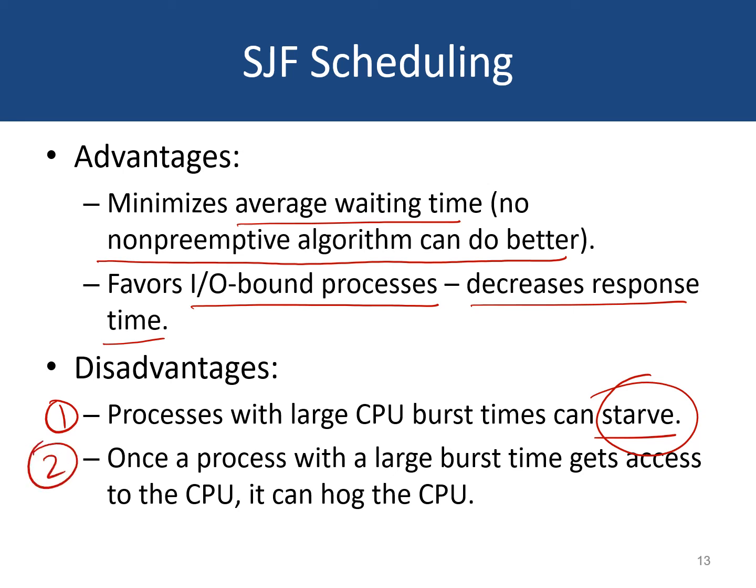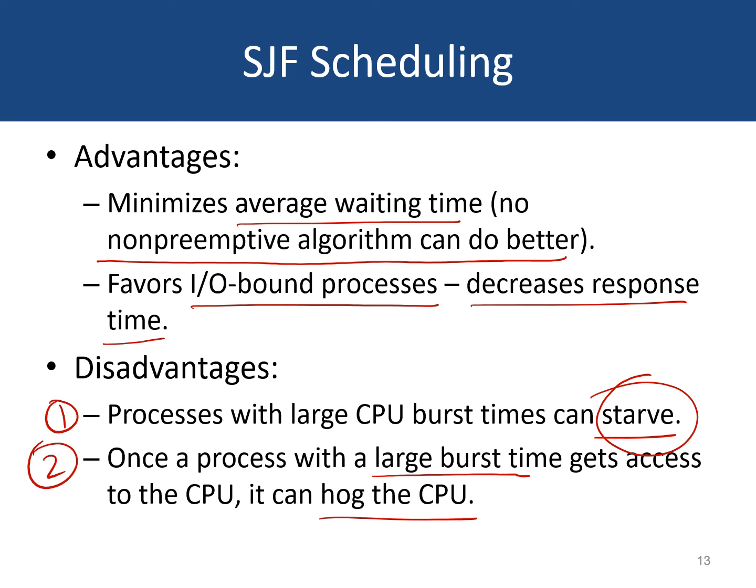Another disadvantage is once a process that has a large CPU burst gets access to the CPU, it can hog the CPU for a long time because this is a non-preemptive scheduling algorithm. A long CPU burst process cannot be forced out of the CPU, and this could worsen or deteriorate the response time for the other IO bound processes or the interactive processes waiting behind this long CPU bound process.